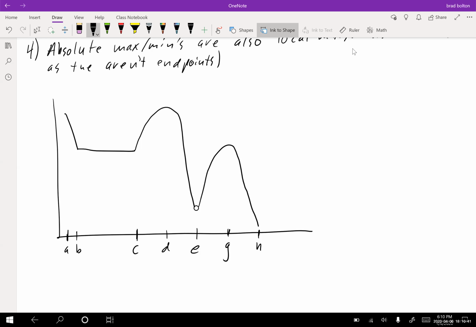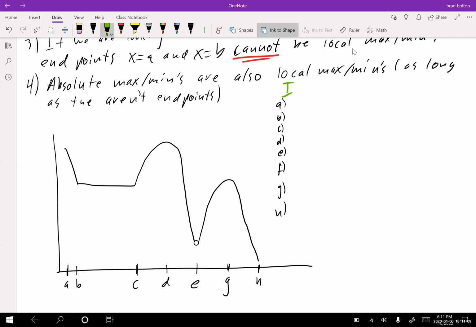Okay. So each of these points, A, B, C, D, E, F, H. I want to discuss what all of these are. Identify each of these points as a local max or a min, an absolute max or a min, both, or nothing. So let's put right here, ID: local / absolute / both / nothing. Okay, so let's see what each one is.